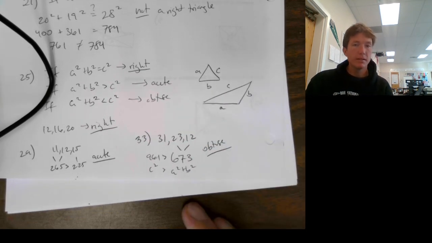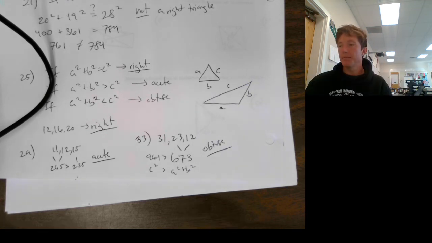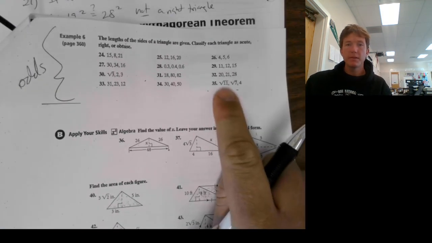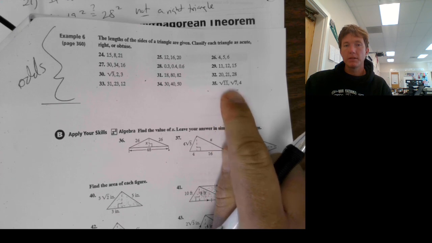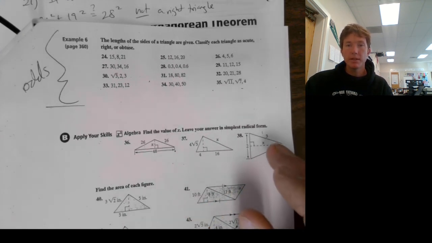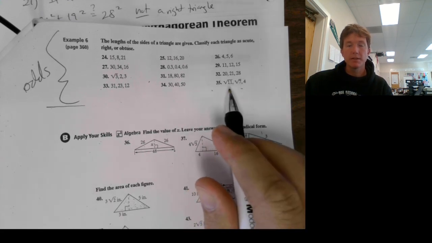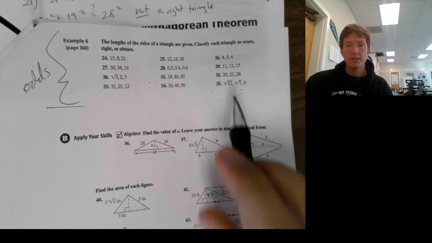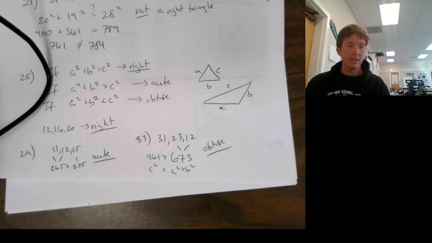Some of these, like number 33 for example, give you stuff like the square root of 11, the square root of 7, and 4. If you square a square root, it just equals the number inside. So the square of the square root of 11 is just equal to 11. I hope that helps.